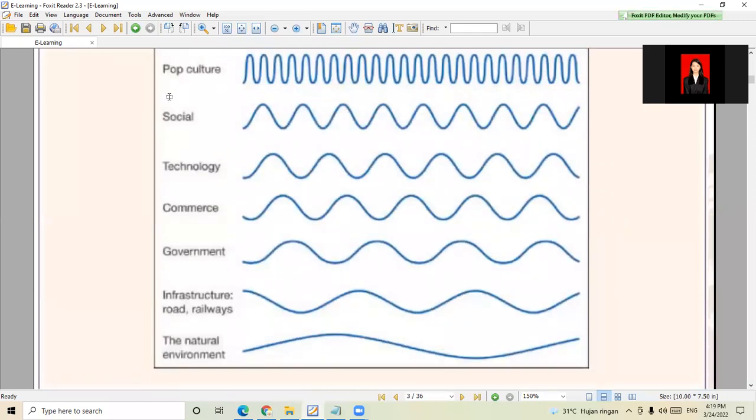According to this picture, we can see that pop culture is always changing. That's why the wave looks like this. This week, the famous song is this song. Maybe next week or next month, a different song will appear, replacing the old song, and that's pop culture. It's constantly changing. Social, not so much. So the wave is like this.